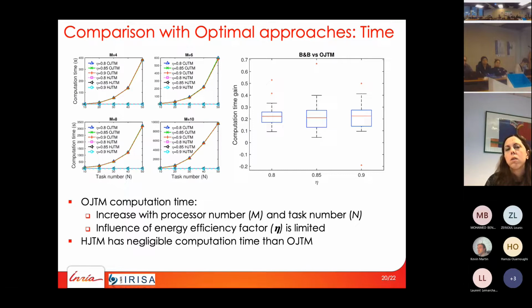And here you see again these box plots for all n and m's. On average, the proposed approach took 22% less time to find the optimal solution.